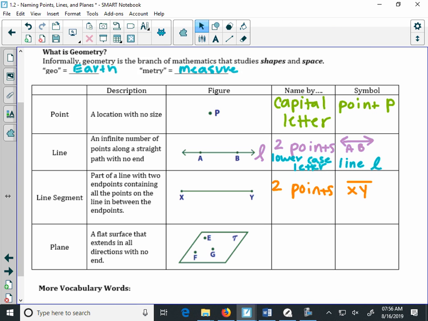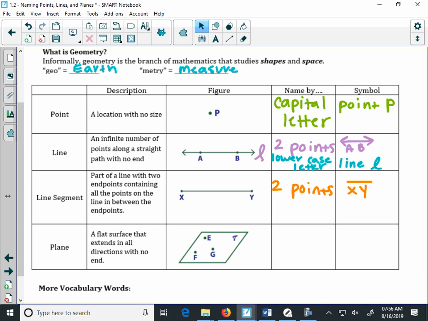A plane is a flat surface that extends in all directions with no end. A plane goes on forever. But we can't really have that on paper. So you have to represent that concept of a plane on paper. What a plane is going to look like on paper is kind of a four-sided slanted figure, which is called a parallelogram. Looks something like this.